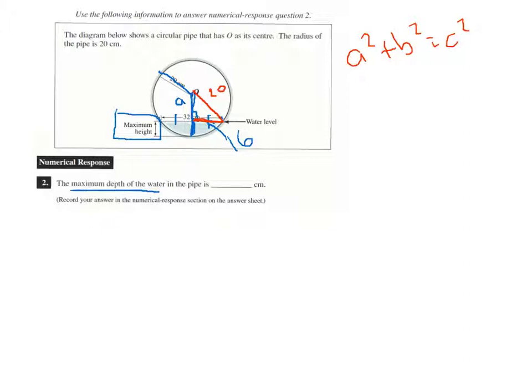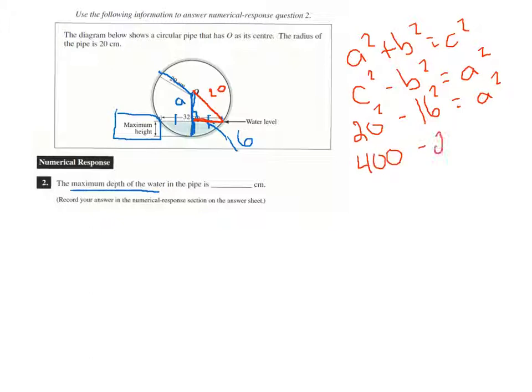A manipulated formula that people use is c squared minus b squared will give me a squared, and that's the one we will attempt to use. c will be 20, and we will square it. We're going to minus 16 squared, and this will give me a squared. 400 minus 256 is equal to a squared. 400 minus 256 is 144.